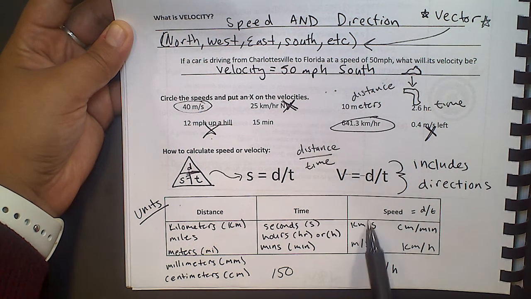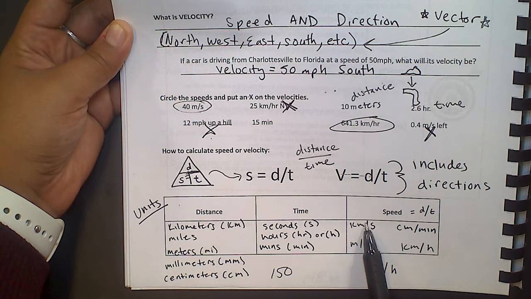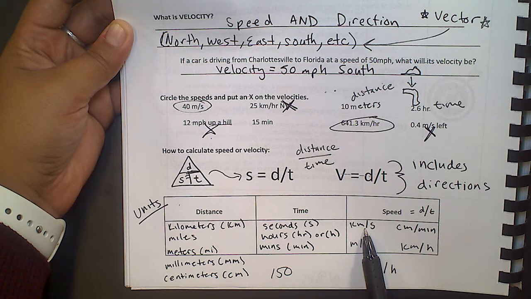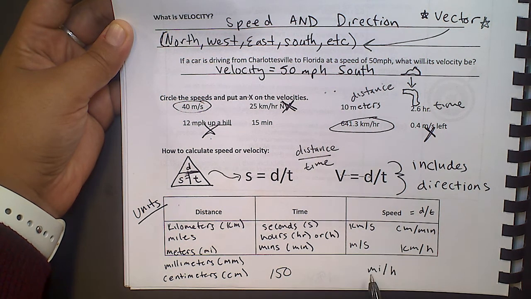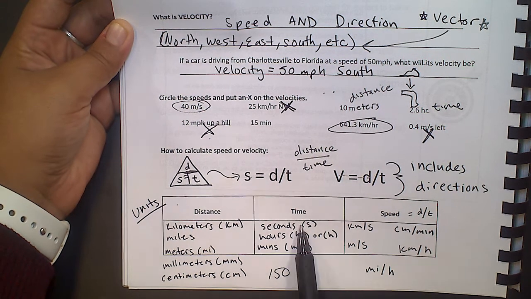And then the units for speed are going to be distance over time. So you will see the fraction bar or the division sign, because that's how you calculate speed. So it's kilometers per second. That's what a fraction bar means, per. So miles per hour, kilometers per hour. These are all just examples of units you would see for distance, time, and speed.